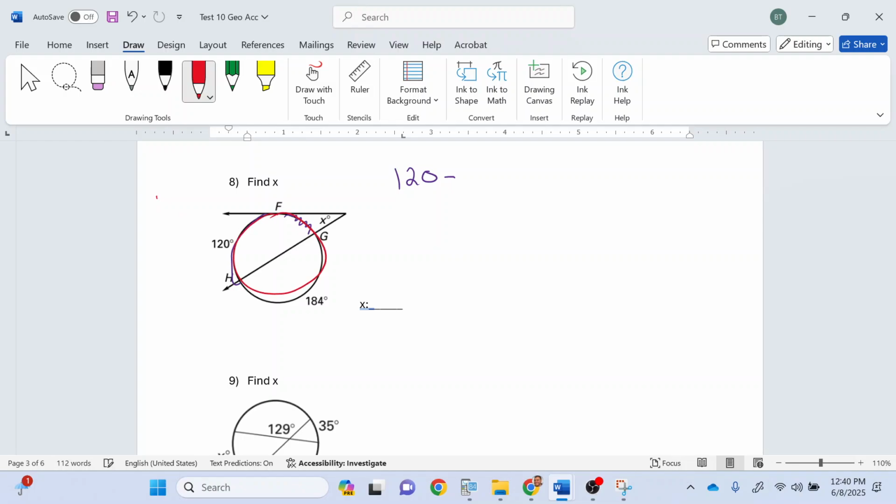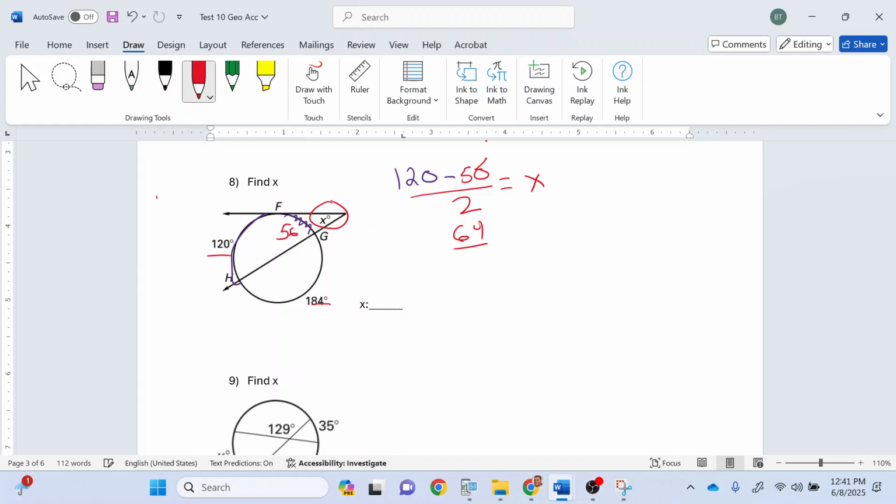Well, we know all full circles are 360, which means if this is 184 and this is 120, this should be what's left over if I took it out of 360. So it is going to be 56. All three numbers together add up to 360. In this case, because I'm dealing with the angle on the outside, I do 120 minus 56, divided by 2 equals x. So in this case, 120 minus 56 is 64, divided by 2 is 32.